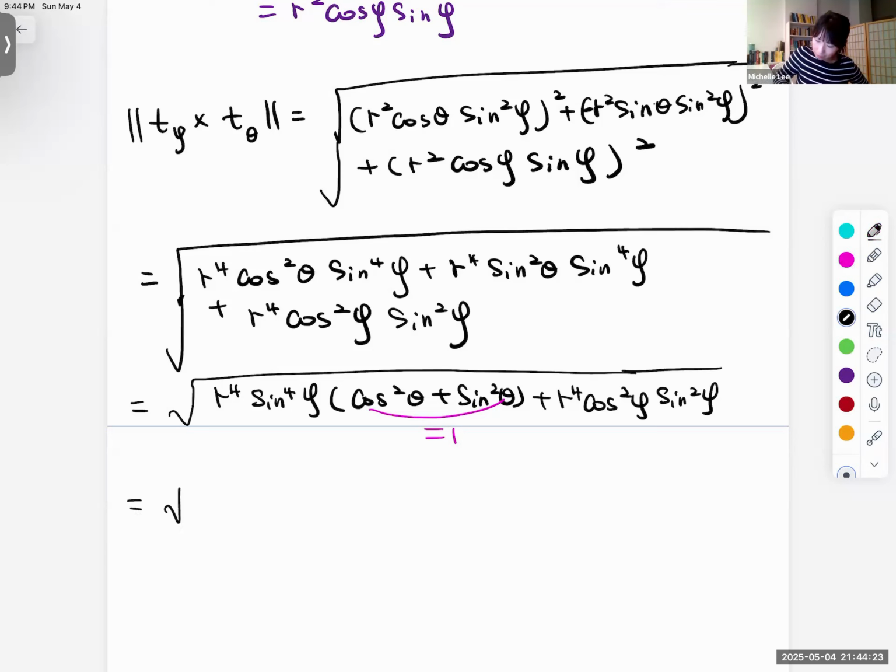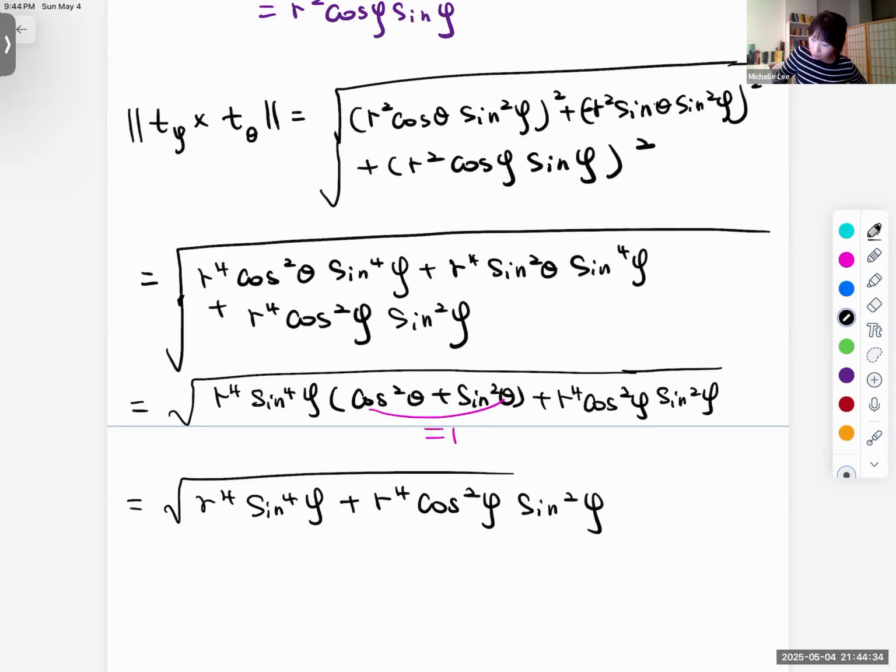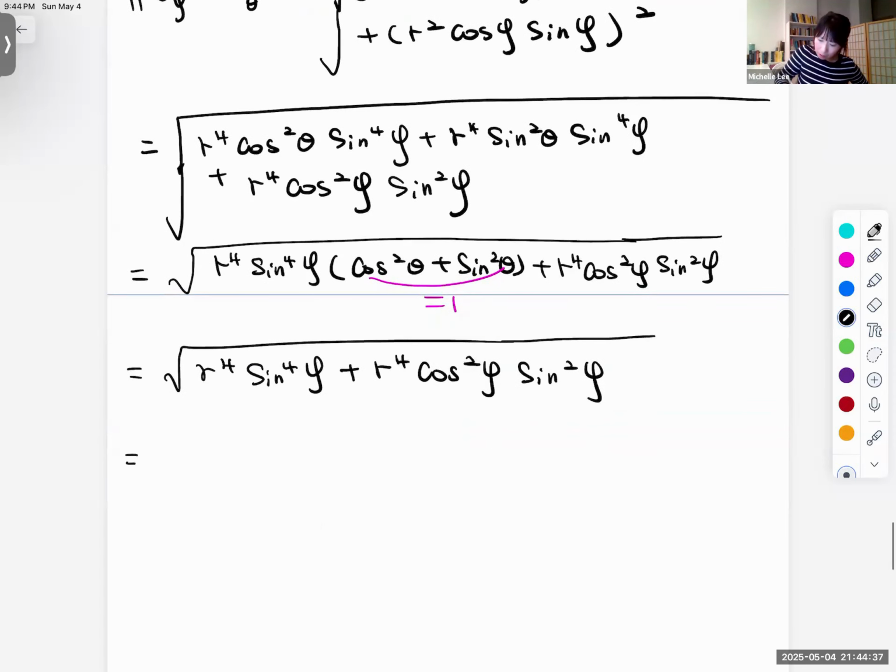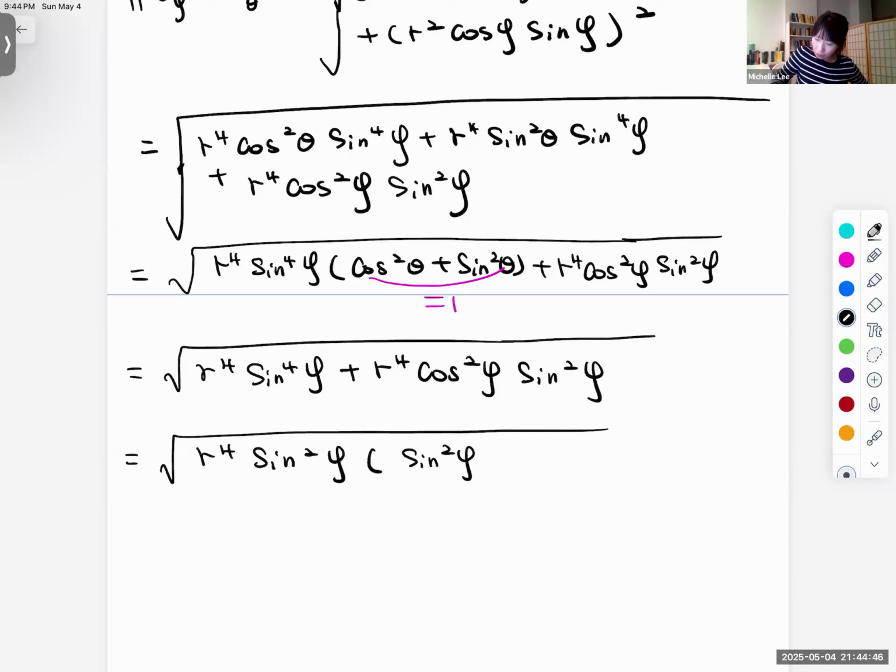So we will have r to the fourth power sine fourth power phi plus r to the fourth power cosine squared phi sine squared phi. Now we can factor out r to the fourth power sine squared phi. Then sine squared phi remains plus cosine squared phi remains. So we notice that this is also 1. Then there will be r squared sine phi.